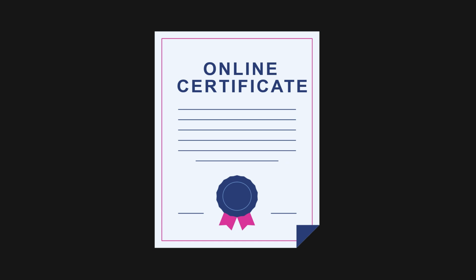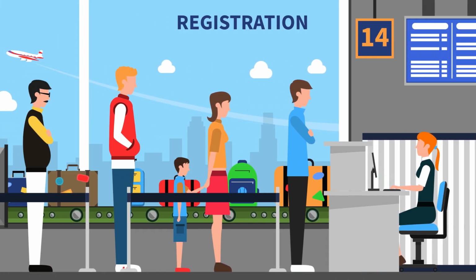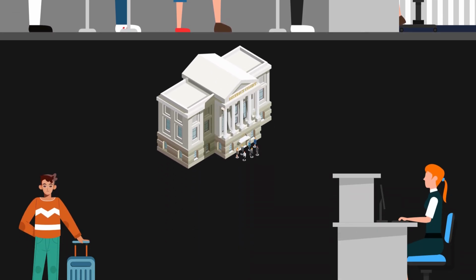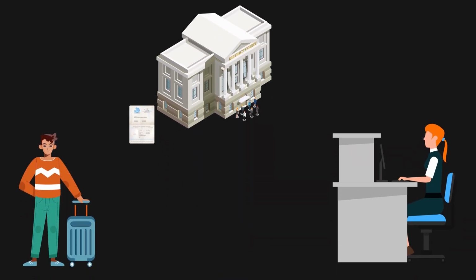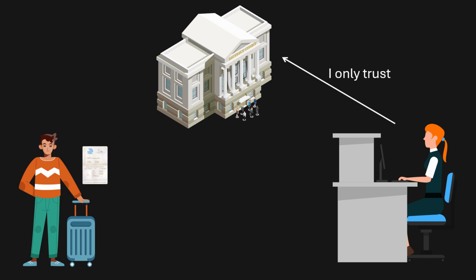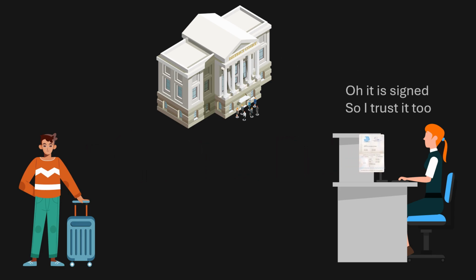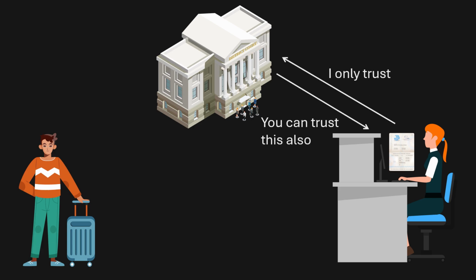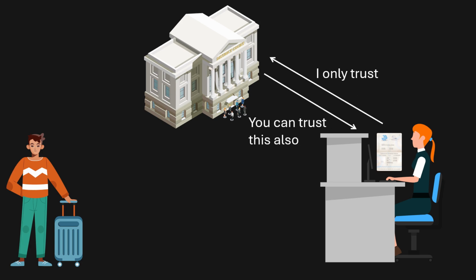Think of a certificate like a passport. When you cross a border, you don't just tell the officer your name and expect them to believe you. You hand them a document issued by a trusted authority, stamped and verified. That proves who you are. The officer trusts the passport not because they know you, but because they trust the government that issued it. A digital certificate works the same.